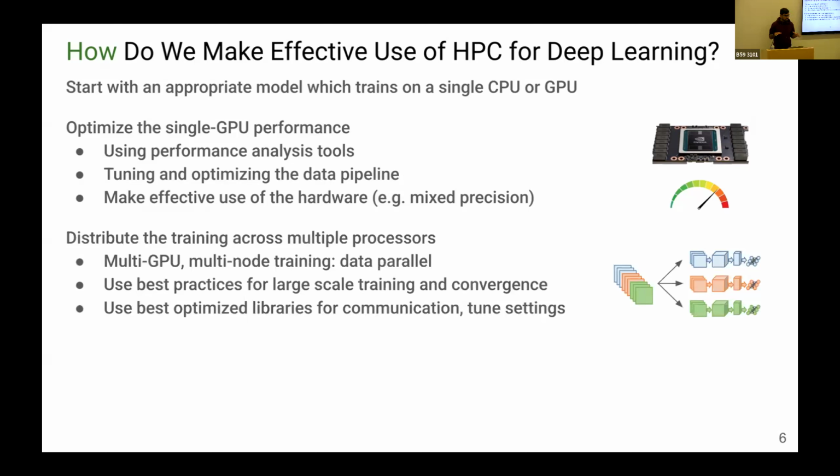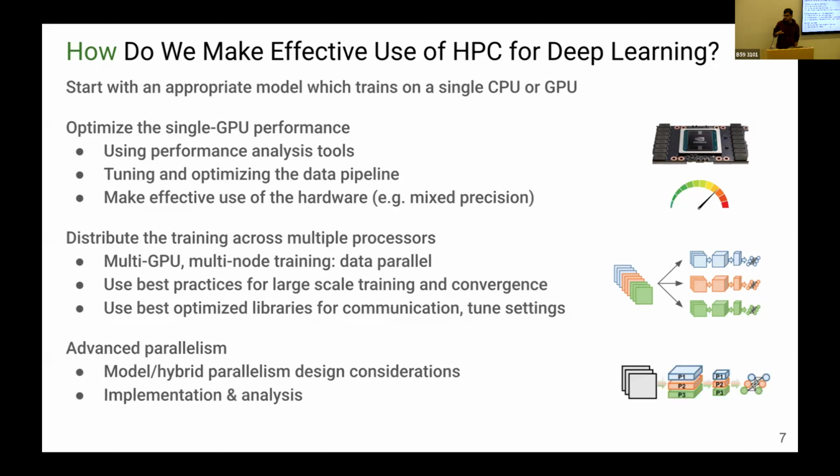And then as your problem size gets bigger, you would distribute your training across multiple chips. So you would do multi-GPU and multi-node training using something called data parallelism. We want to make sure you're using best practices for large-scale training and convergence of your models. And also, it's always a good idea to make sure you're using the best optimized libraries possible.